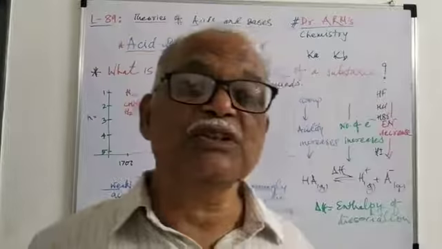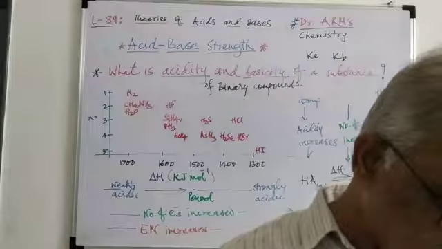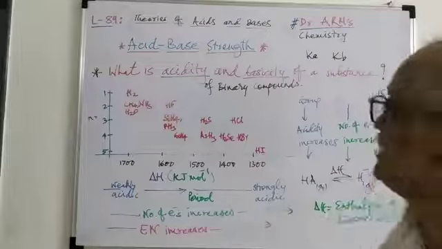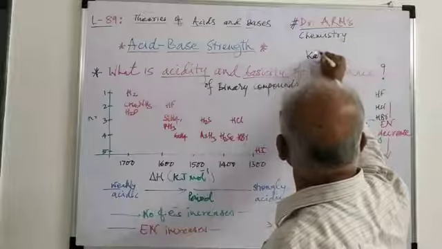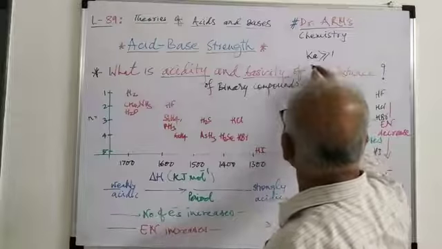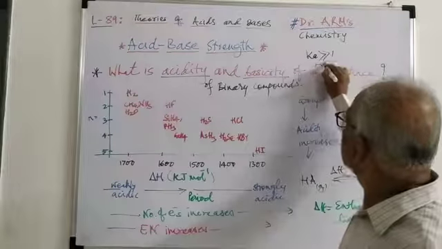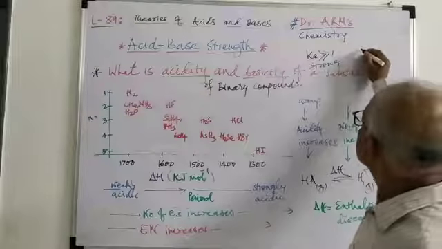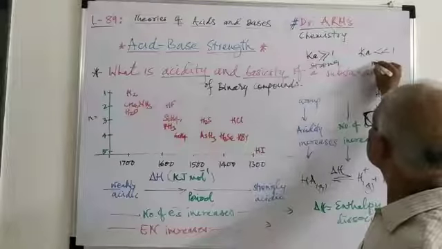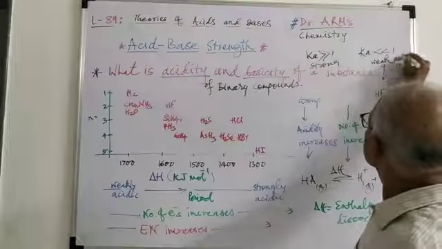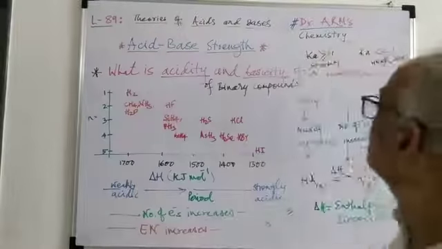When the dissociation constant for the acid, that is Ka, is much greater than 1, it is called a strong acid. And when this Ka is less than 1, then it is a weak acid. So in terms of dissociation constant, we are expressing this acidity in this way.